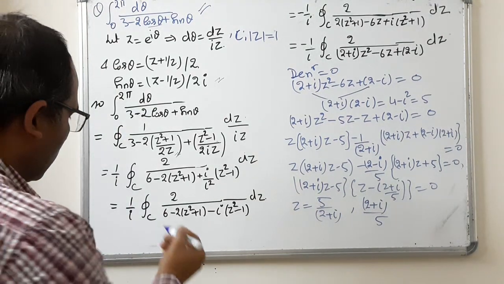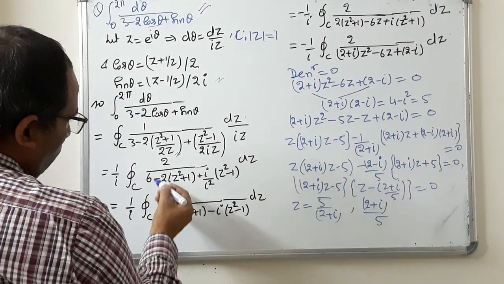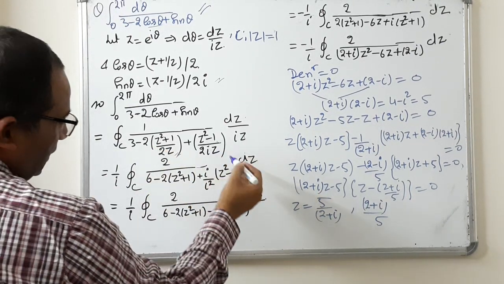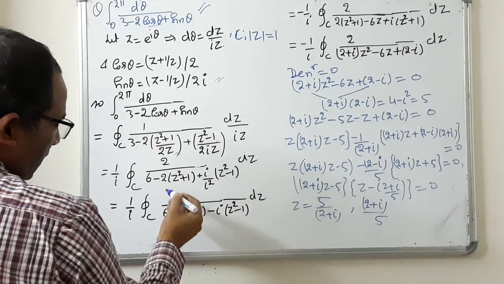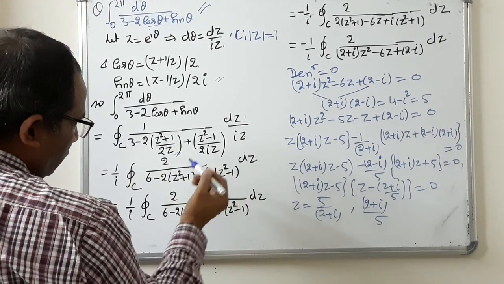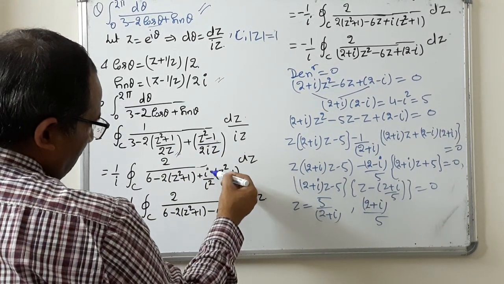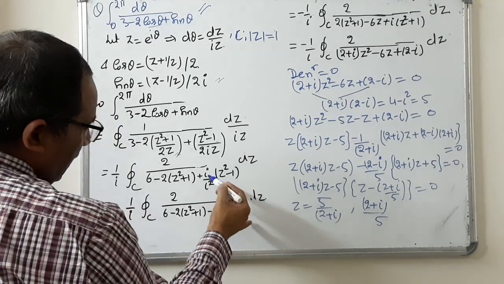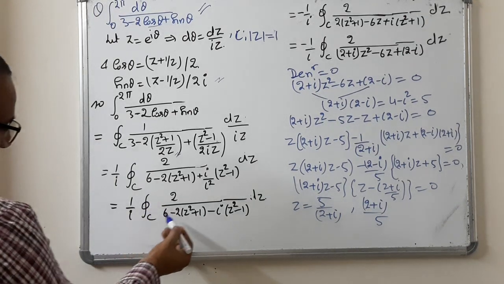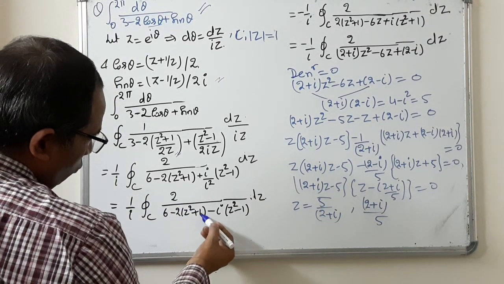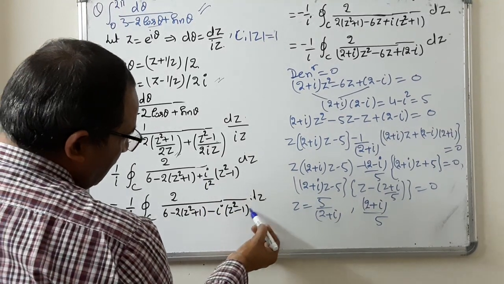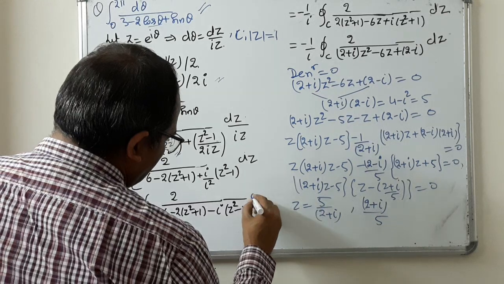Right? Take 1/i as common. We get the integration over C of 2 upon, taking 2z as LCM, and z to z cancel out, and 2 will be in the numerator. So 2 upon 3 × 2, which is 6, minus 2 times (z² + 1). Here is 1/i, so multiply i in numerator and denominator. So we can write i upon i², (z² - 1) dz. That is equal to 1/i integration 2 upon 6 - 2(z² + 1). i² value is -1. So we can write minus of i(z² - 1), and this is dz.